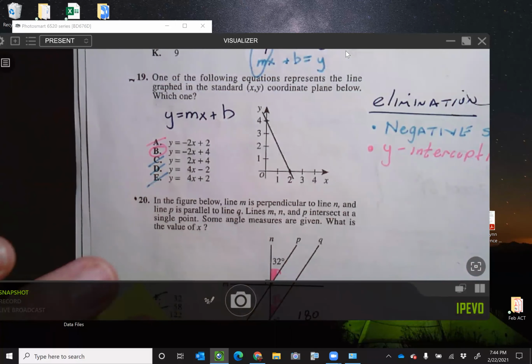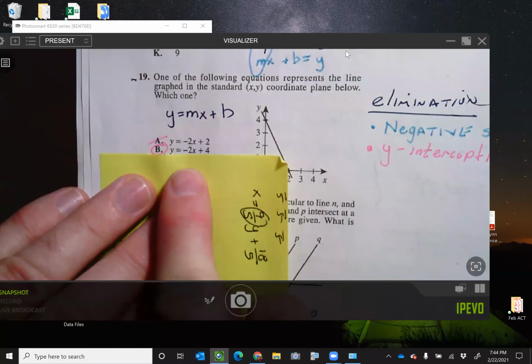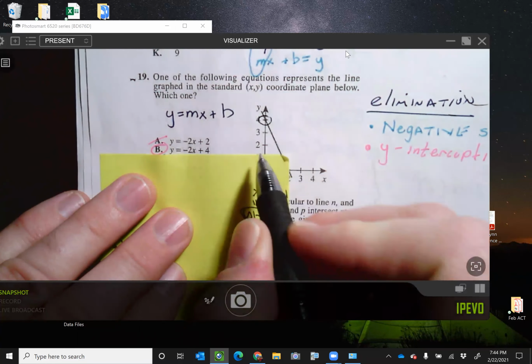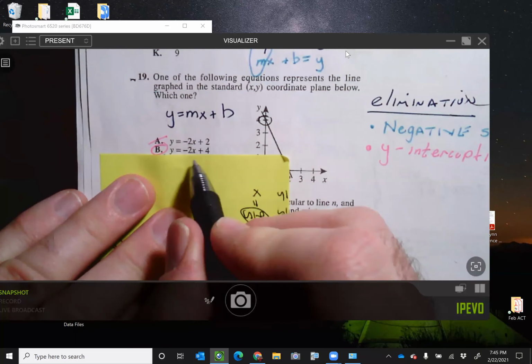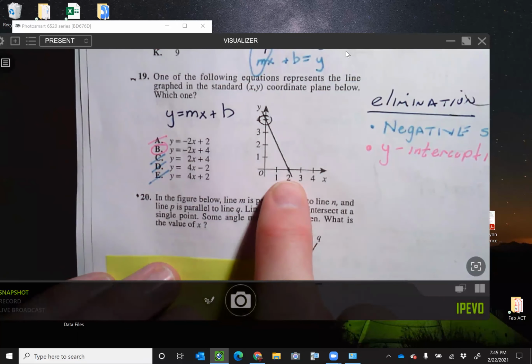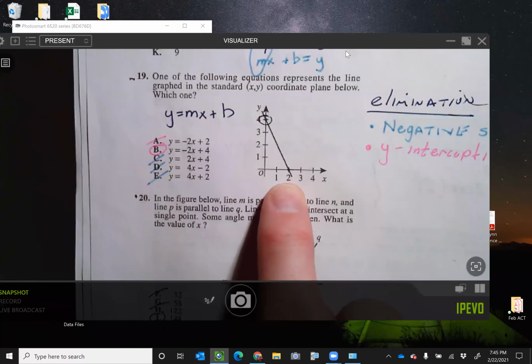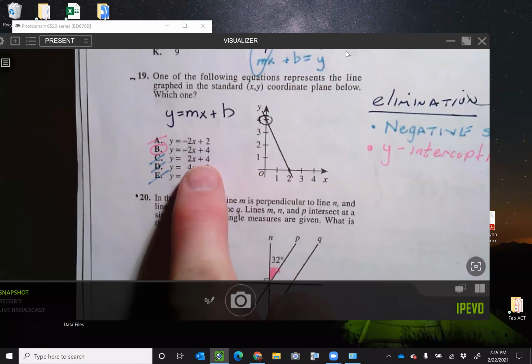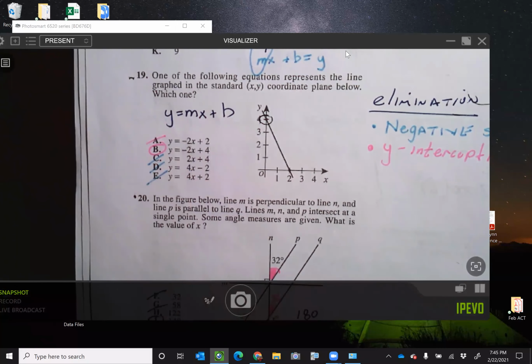Now, I'm not going to bother with the slope because both of those have a slope of -2. However, the y-intercept is right here, and it's a 4. That's why it's letter B. A few people might try to say the y-intercept is 2, right? Remember, that's where it hits the x-axis. We're trying to find where we hit the y-axis, which is +4.